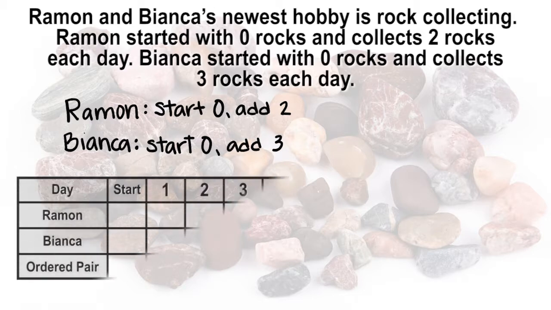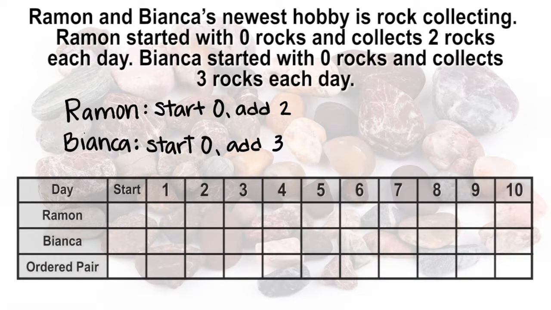Let's use a table like this one to record the number of rocks Ramon and Bianca each have on days 1 through 10. They both have a start number of 0. Let's start by filling in Ramon's pattern. Each day he adds 2 rocks to his previous day.